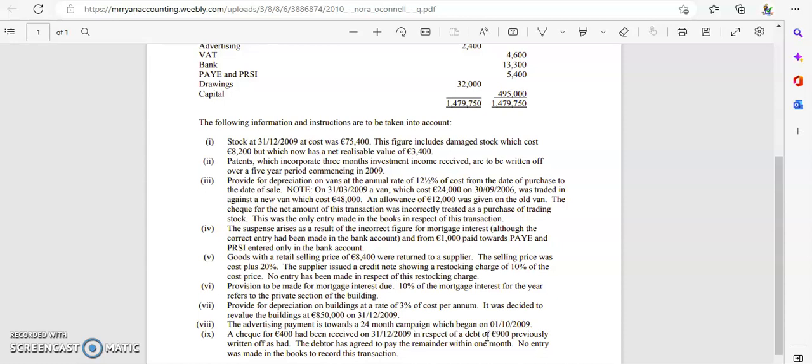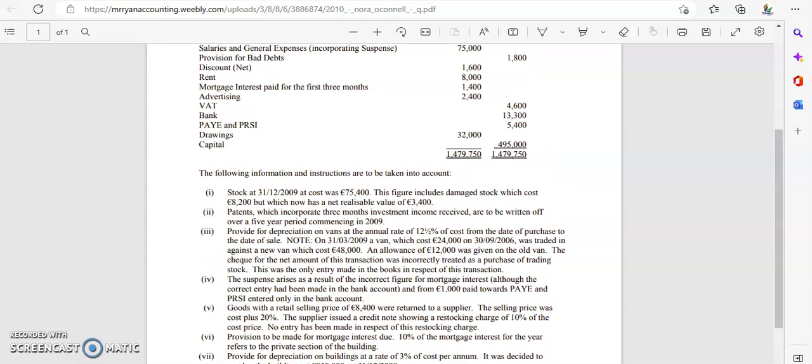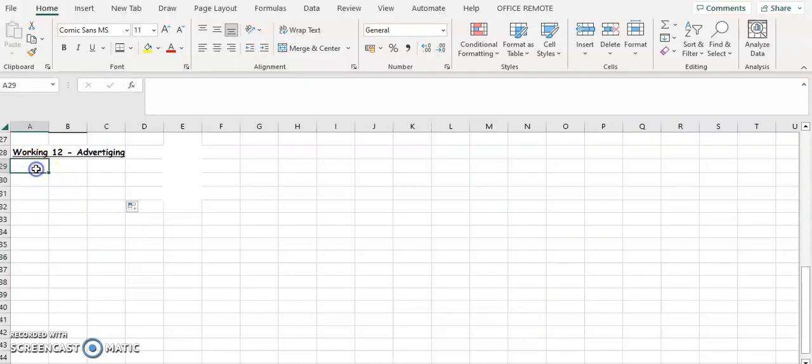So with this then, because this campaign started on the 1st of the 10th, we've got 10, 11, 12. So we've got 3 months for this period, and the remainder then is going to be the advertising that's prepaid. So we need to find out of this advertising, which is 2,400, how much of that is for this period to go into your profit and loss account, and how much then goes into your balance sheet as a current asset.